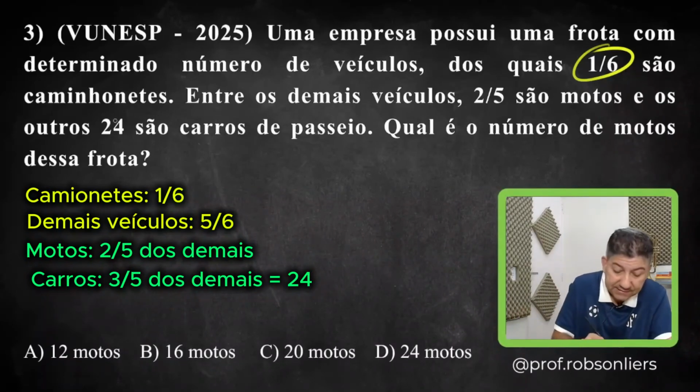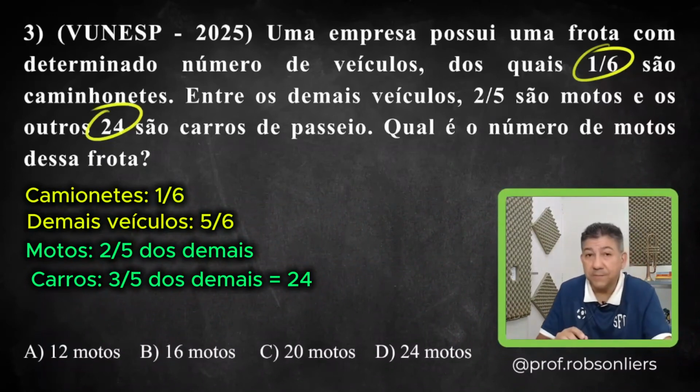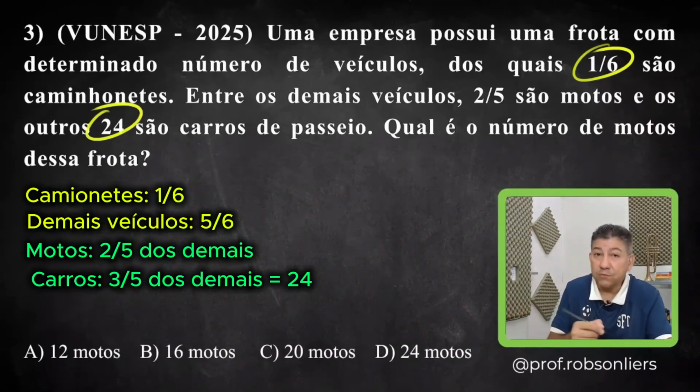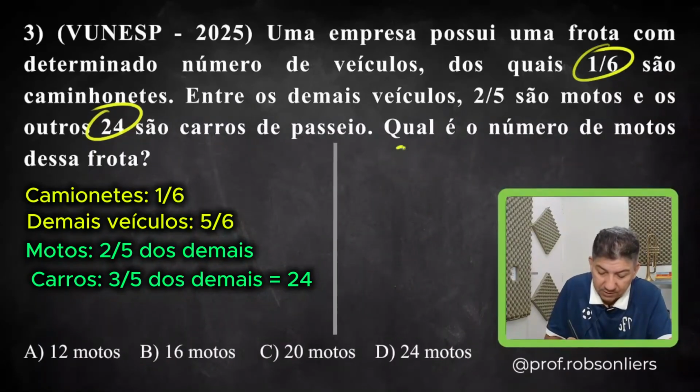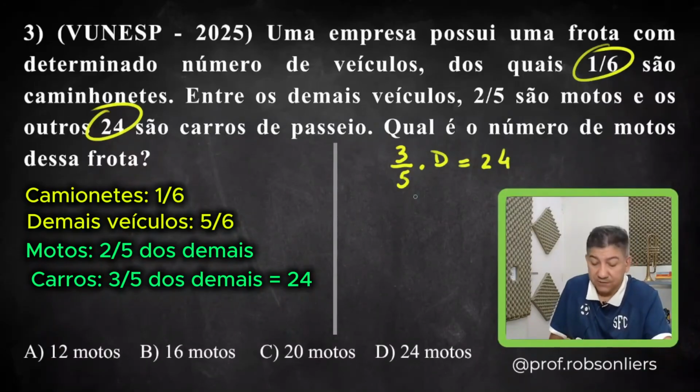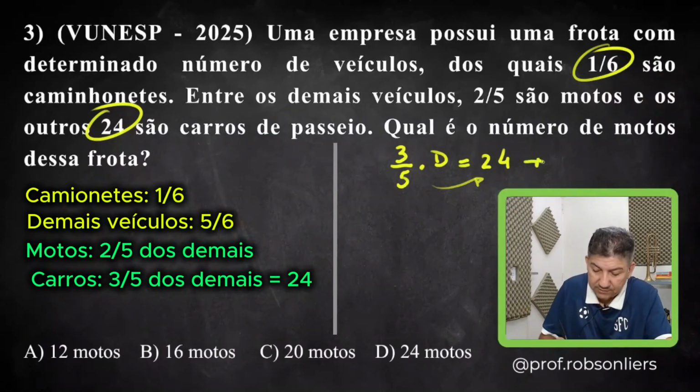We know that there are 24 passenger cars. So we can figure out how many of the other vehicles there are. I'll calculate it here. Look, 3/5 of the other vehicles, that is 3/5 times the other vehicles, which I'll represent by D, is equal to 24 vehicles. I'll take the 5 that's dividing and move it to the other side, multiplying. So continuing here, look, 3D will be equal to 24 times 5.